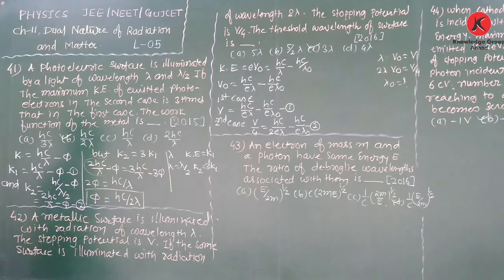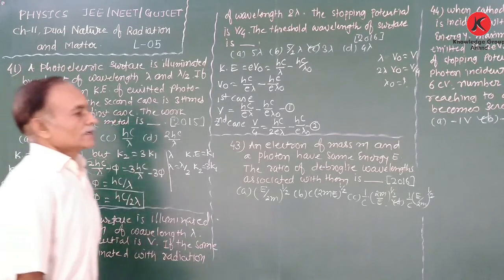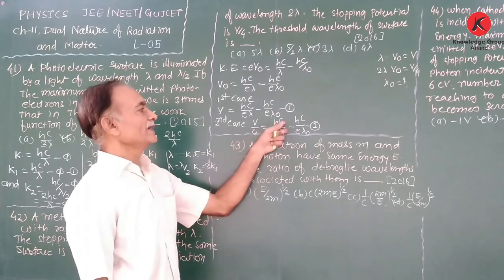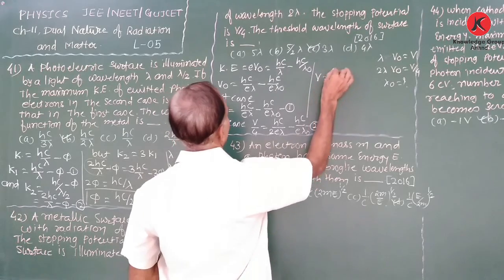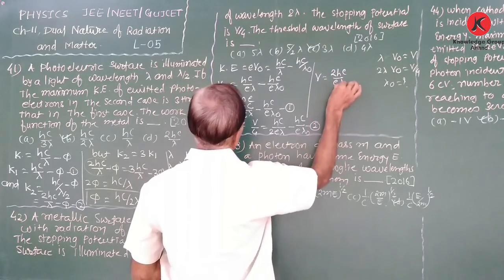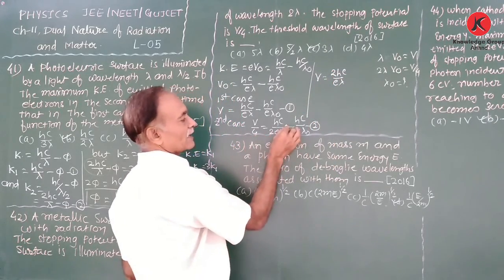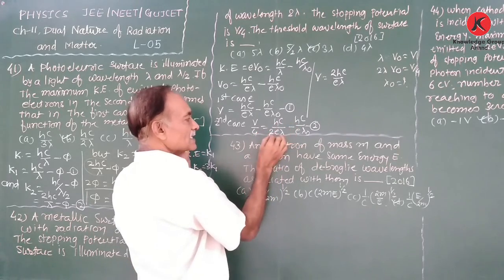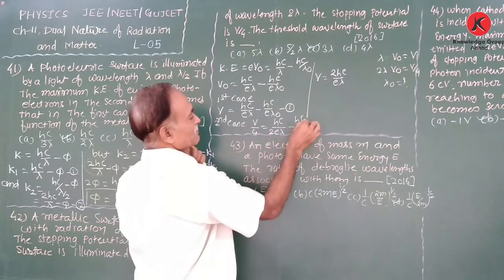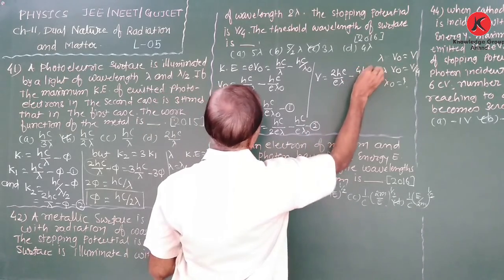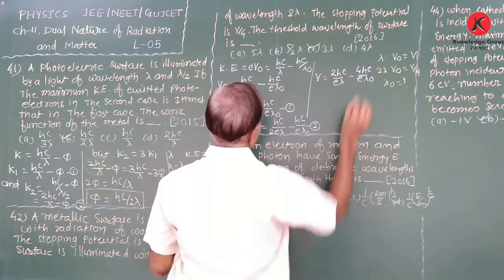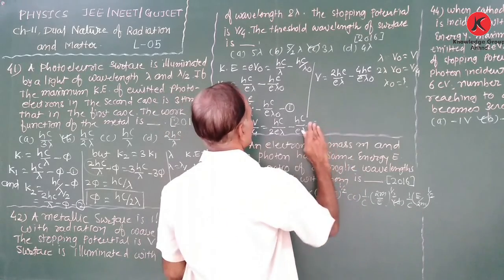Clear? Okay. So from this equation 4 we taken here, therefore V is equal to 2hc upon E lambda. This 4 is taken on the right hand side. Therefore 4hc upon 2E lambda minus 4hc upon E lambda 0. So that is our equation number 2.